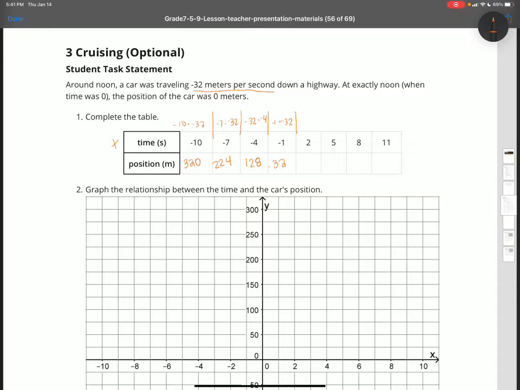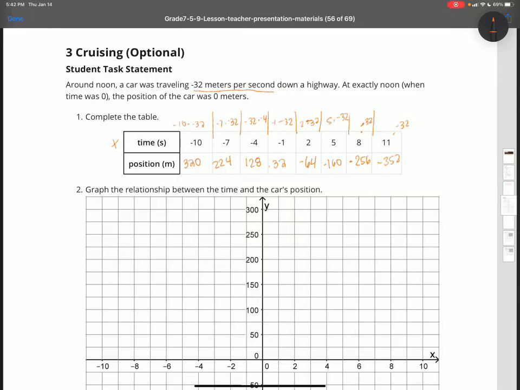Now I have a positive 2, and 2 times negative 32, because the number is still negative, gives me negative 64. 5 times negative 32 is going to give me negative 160. For 8, notice I'm keeping the same number, negative 32, and multiplying it, which gives me negative 256. And the last one is going to be negative 352, because I'm multiplying negative 32.